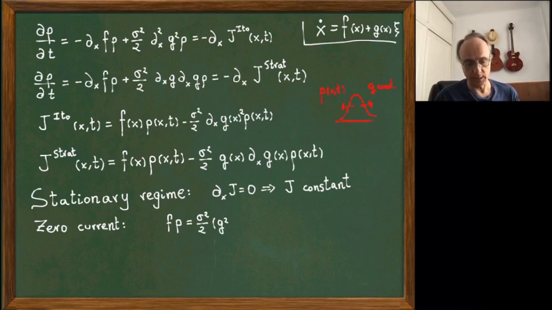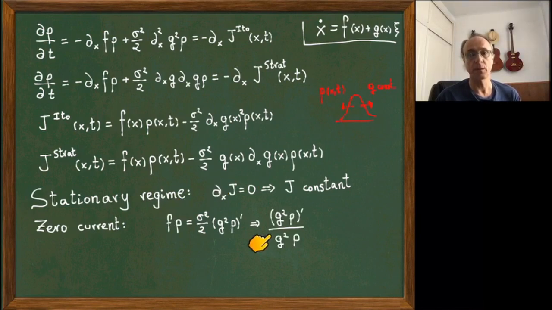So let's try to calculate this zero current solution. First, we do it in Itô. We have that this is zero. So f rho must be equal to sigma squared divided by 2 times the derivative of g squared rho. This is a simple first order differential equation with only one variable because we don't have time any longer. So the fastest way is trying to have here the derivative, so divide by g squared rho. If we divide both sides by g squared rho, on the right-hand side we get the derivative of g squared rho divided by g squared rho, which is the derivative of the logarithm of g squared rho.